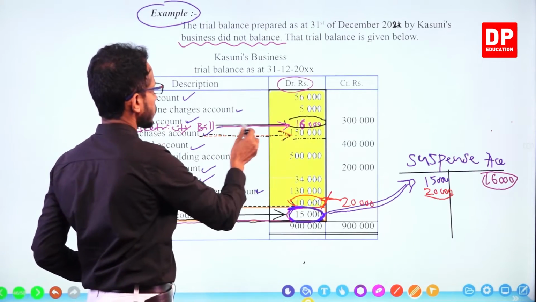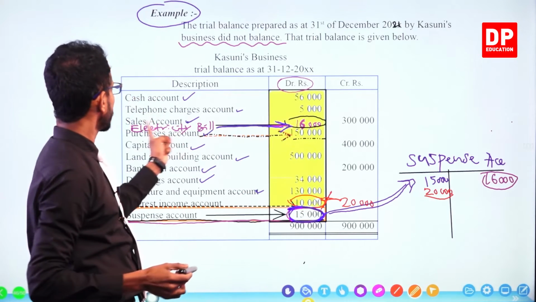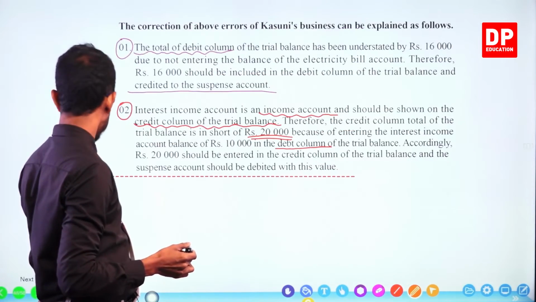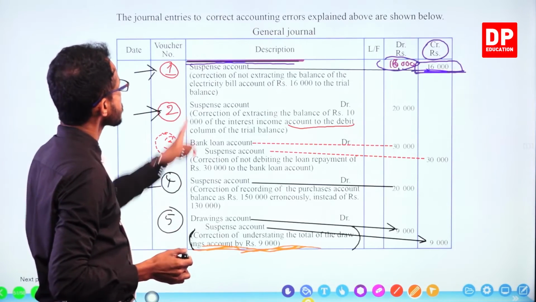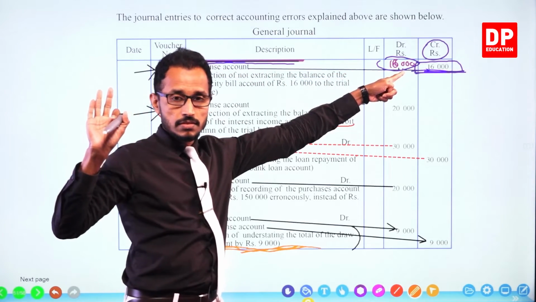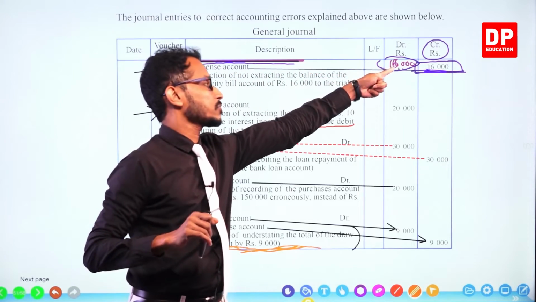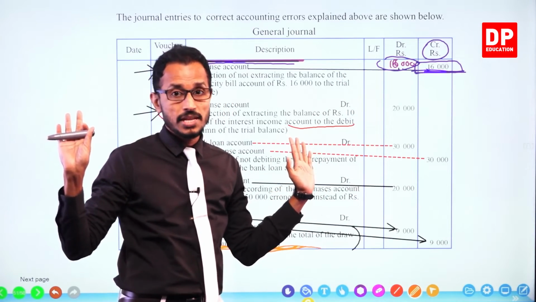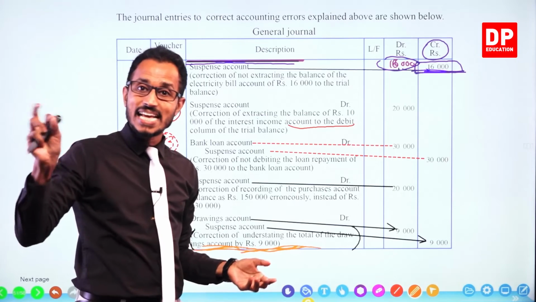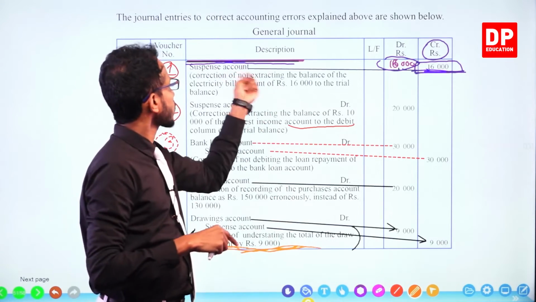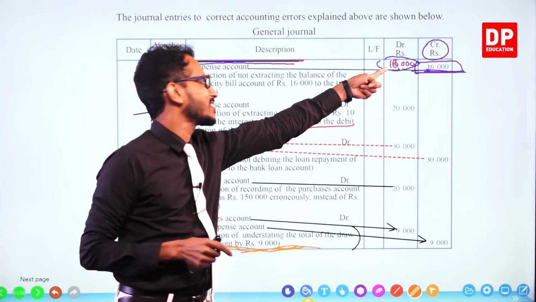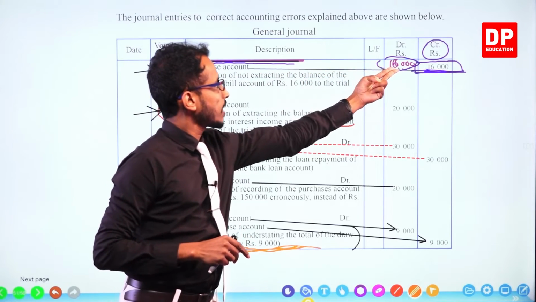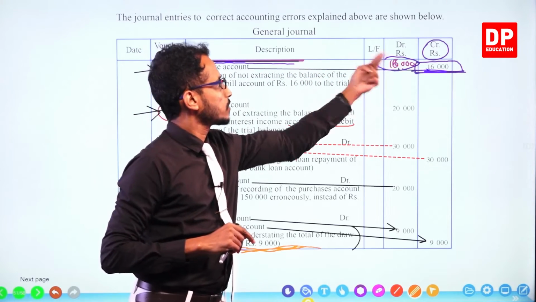Again, I'm showing you, we are entering the electricity bill 16,000 to the trial balance. So we can't write electricity bill account here. If we write electricity bill account here, this 16,000 should go to the electricity bill account, and then it's like an error in that account. There is no error in the electricity bill account. The error is in the trial balance, because we didn't take the electricity bill account balance to the trial balance. That's why we don't write electricity bill or anything here. We leave it blank and put the 16,000 in the debit column if you want.